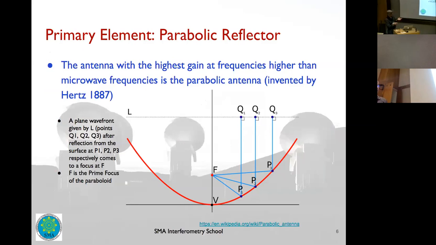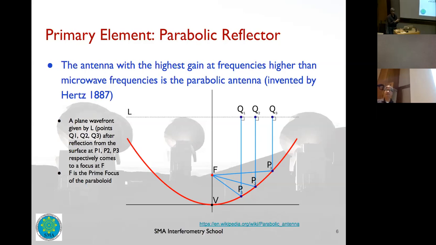And these points could be treated as points along that wave front, which hit the dish surface at various points, P1, P2, and P3. And what happens after reflection is that they all come to this common focus. And every surface like this is called a conic section.